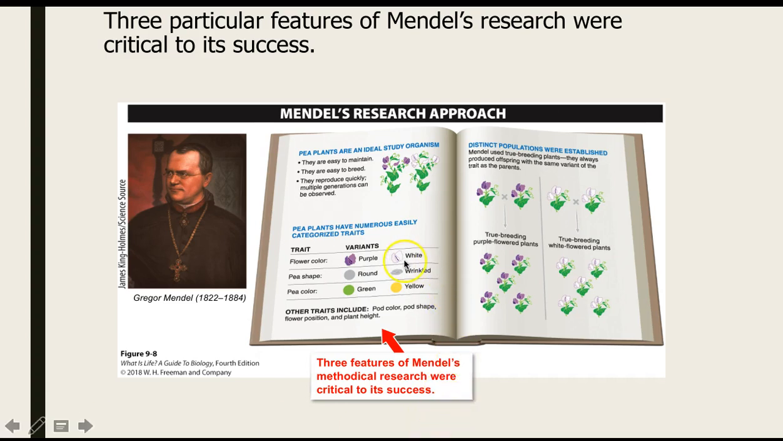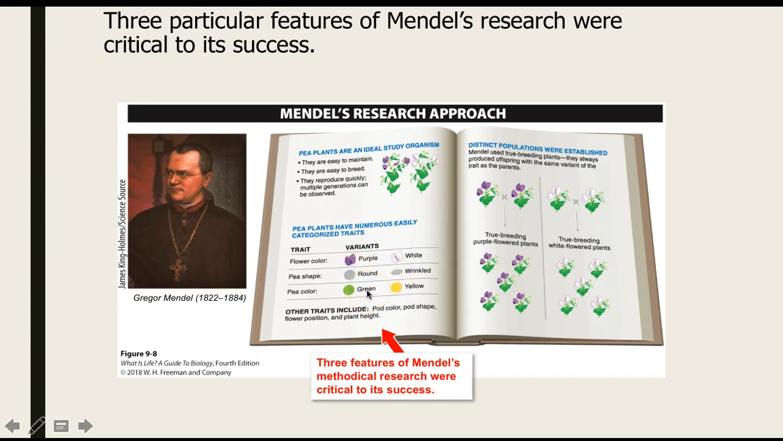The second thing is that pea plants have very easily categorized traits. Unlike humans or dogs or cats or even mice, it's really easy to say that for the color of the flower, it's either white or purple. There's really no in between. The shape of the seed in the pea pod is either smooth and round or shriveled up, wrinkled. There's really nothing in between. It's either one or the other.